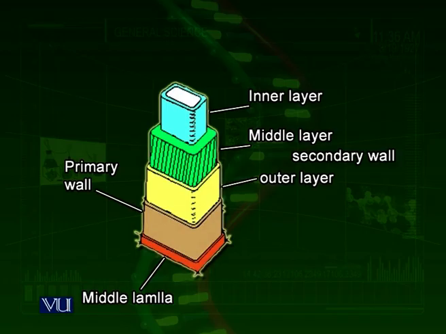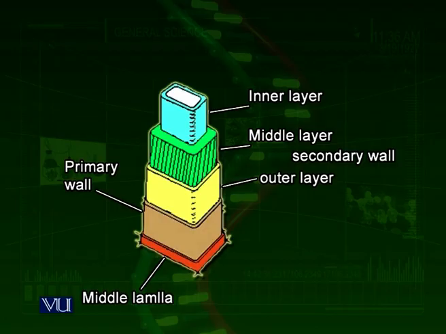In the secondary cell wall, you can see the outer layer, the middle layer, and the inner layer. These make up the whole of the secondary cell wall. It means that the secondary cell wall is secreted in layers. When a cell matures, initially it has a primary cell wall. When it matures, it secretes the outer layer of the wall. Then if it needs more, it secretes more layers, and that's it.